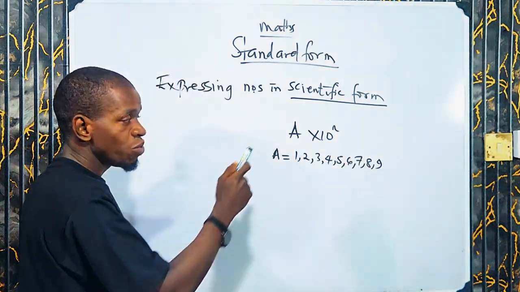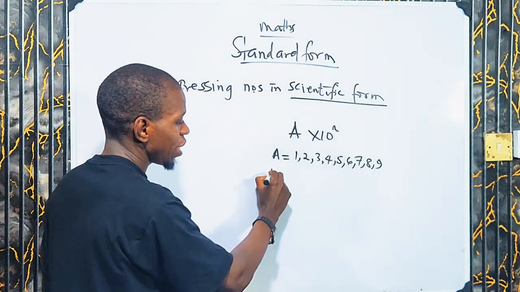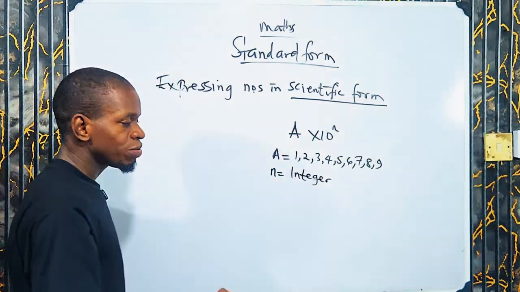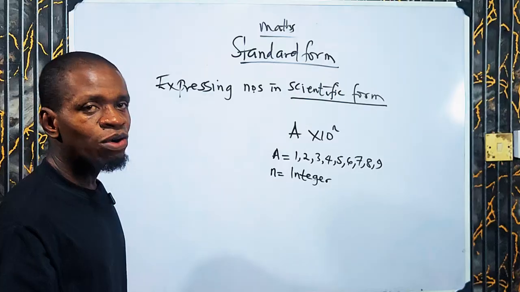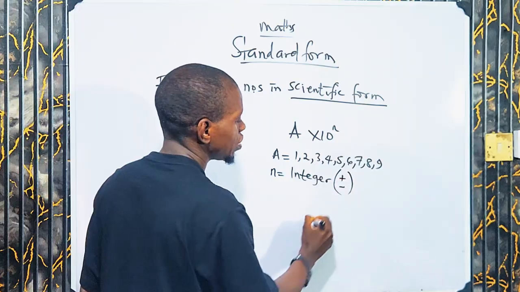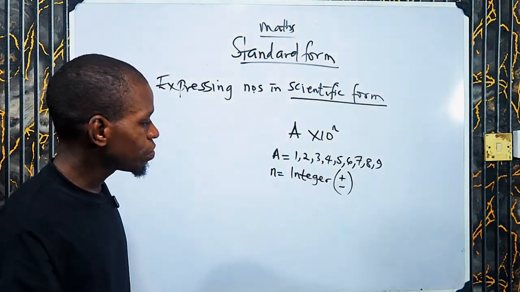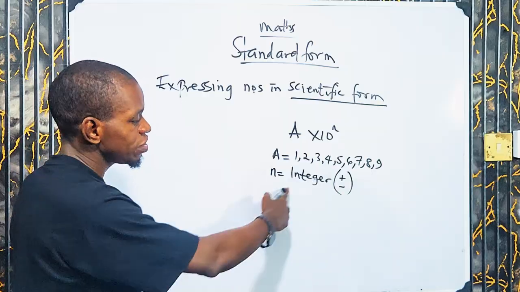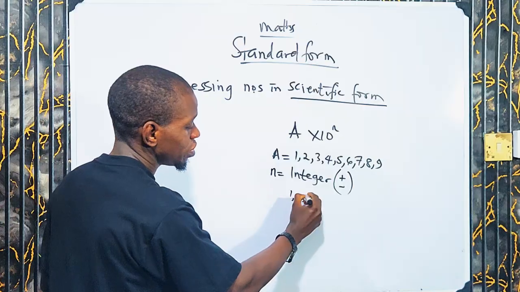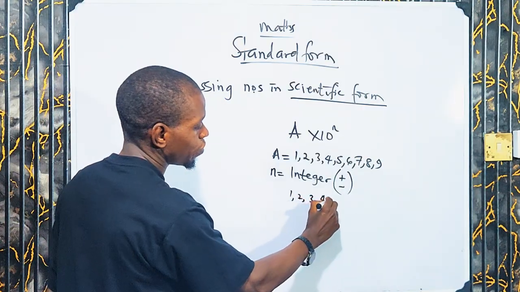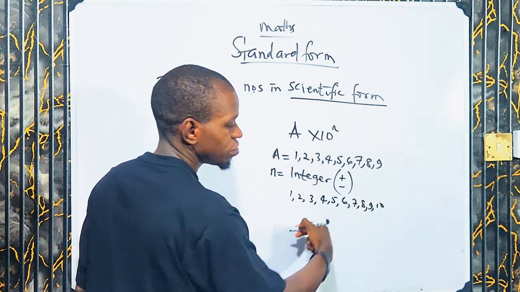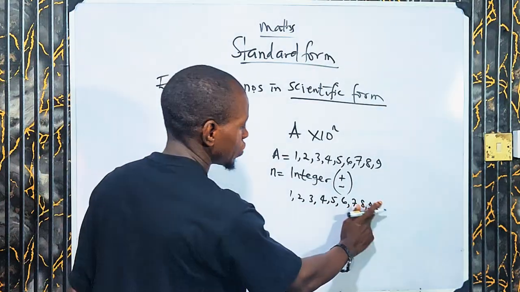Whereas this expression, known as n, is just an integer. And this integer could be a positive integer or a negative integer. What do I mean by that? An integer simply means a number. The integer can be 1, 2, 3, 4, 5, 6, 7, 8, 9. Sorry, not 10, I didn't mean 10.